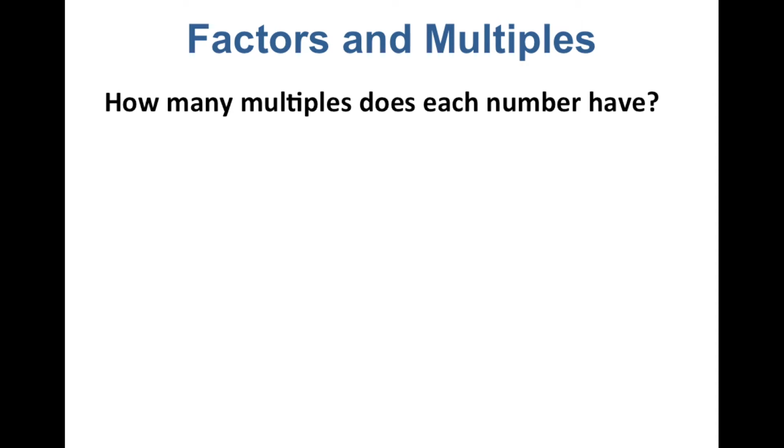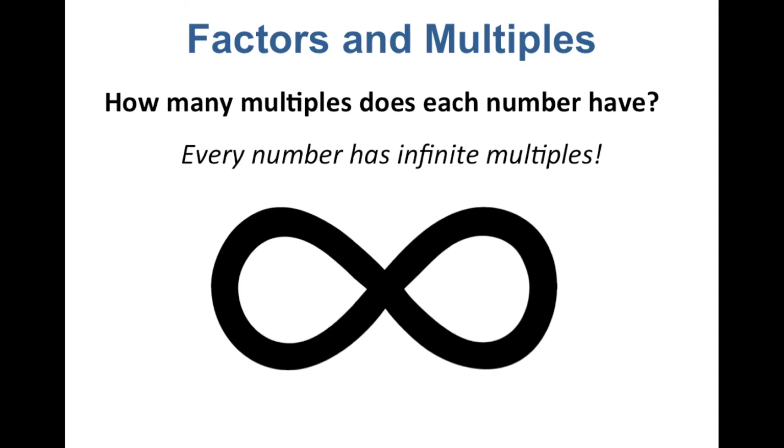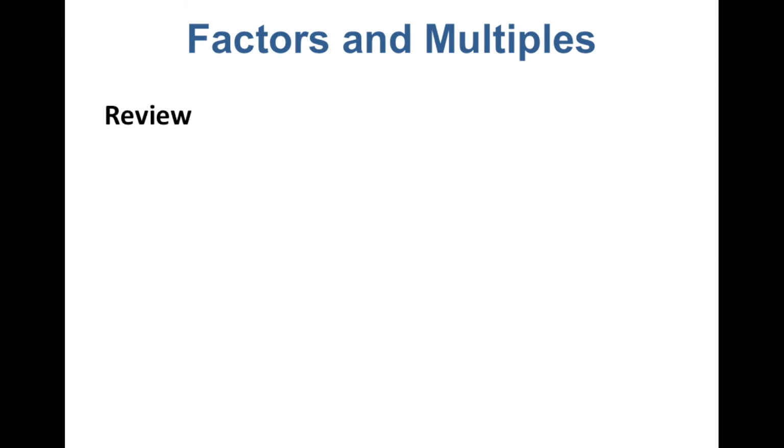Because how many multiples does each number have? It has infinite multiples. If you think about it, you could multiply a number by any other number in the world. You could go on and get as big as you'd like, and that would still be a multiple of that number. So let's review.